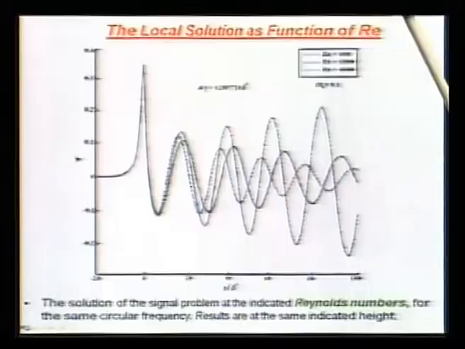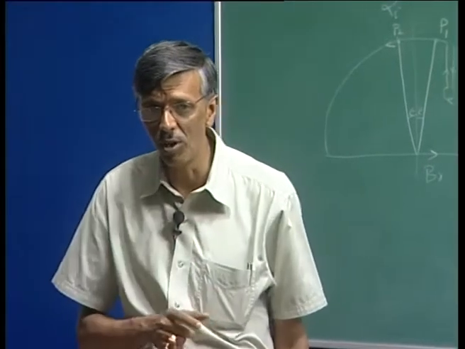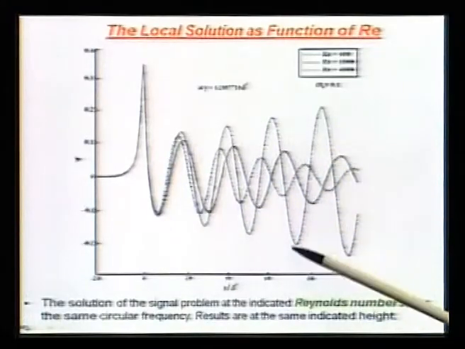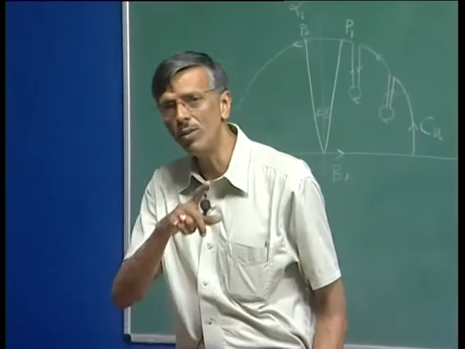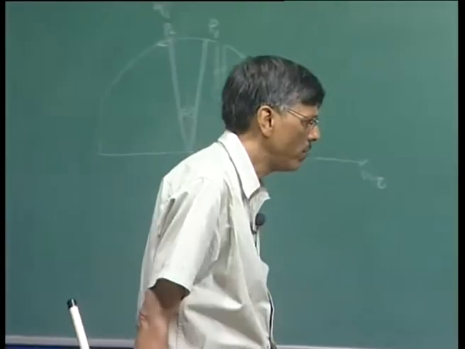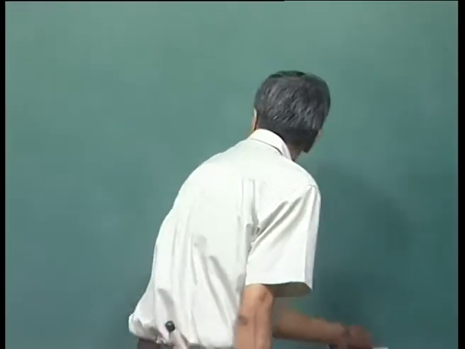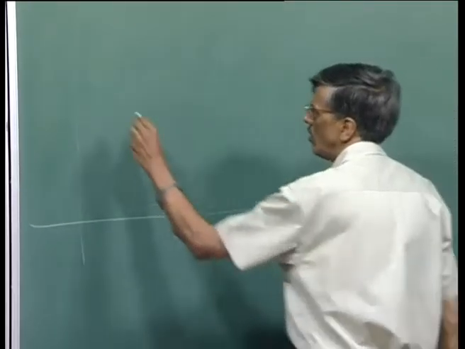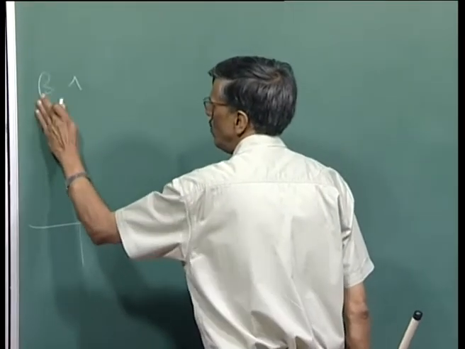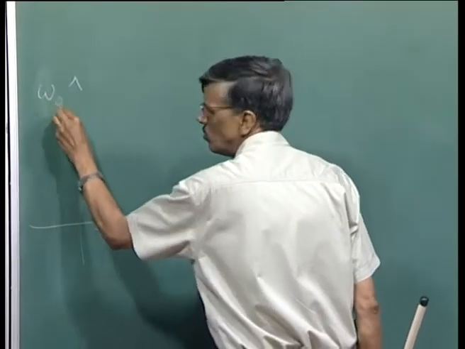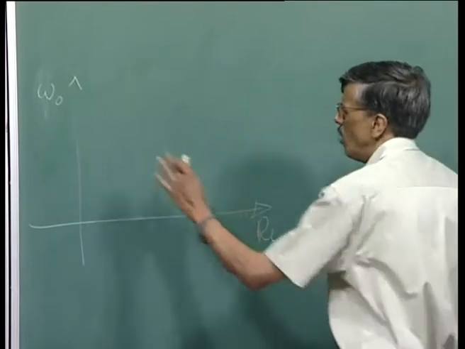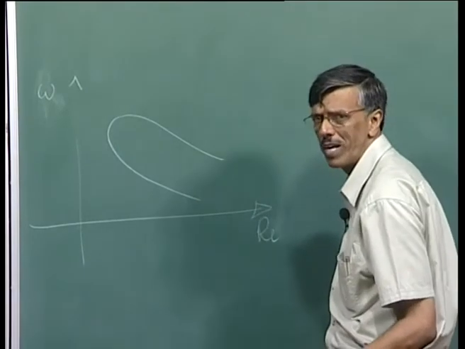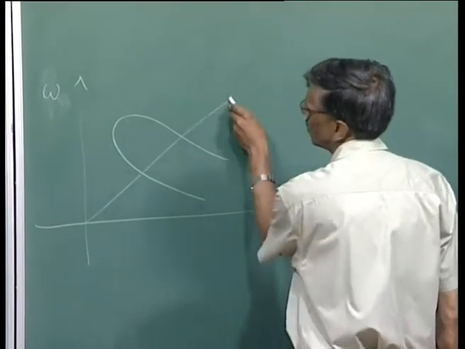Okay, that is that part. What about 1000? 1000 is inside that neutral loop, and you have an unstable solution. That is what this solution is. It's growing. And when you go to 4000, what do you have? If you recollect, your beta naught, or let's put it as omega naught we are doing. Omega, let's put it like this. And this is your neutral curve. And we are talking about omega equal to 0.1 solution.